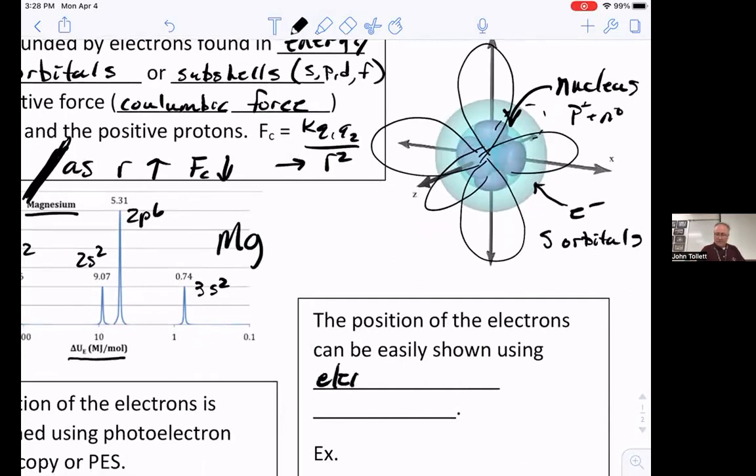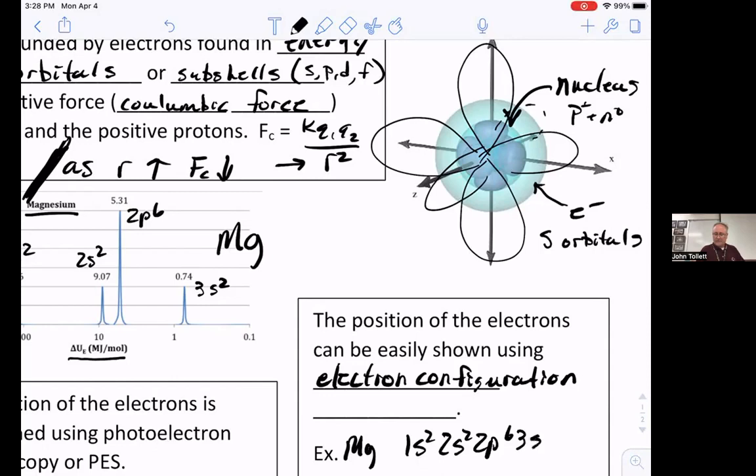The position of the electrons can be easily shown using electron configuration, which it's been a while since we've done this, but I know you guys like it: 1s2, 2s2, 2p6, 3s2. If we used magnesium as our example from our PES, we would have written 1s2, 2s2, 2p6, and then 3s2 would close out the valence electrons for that one.